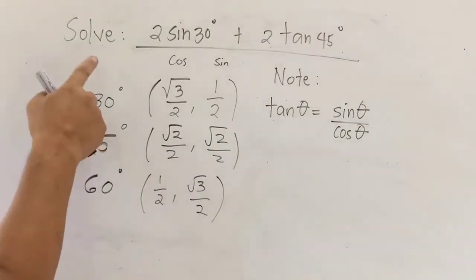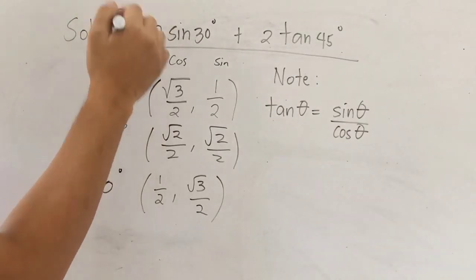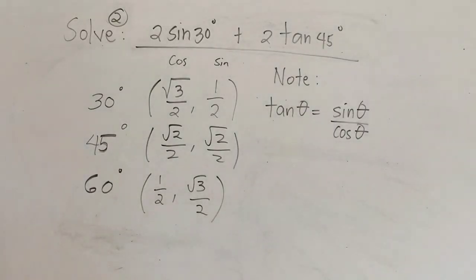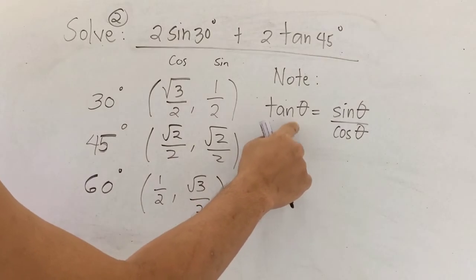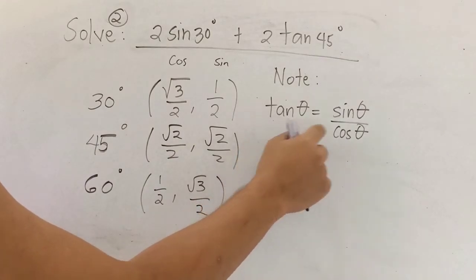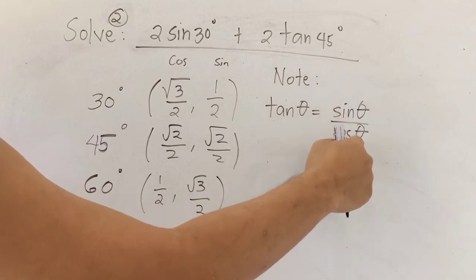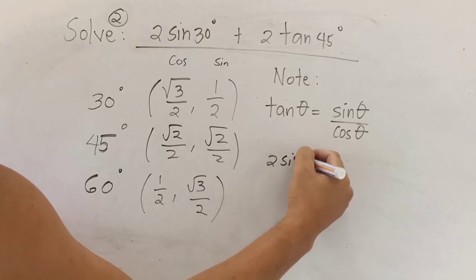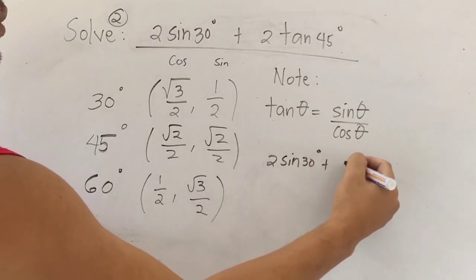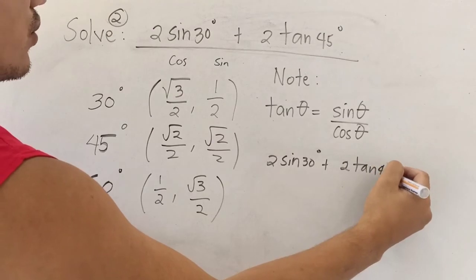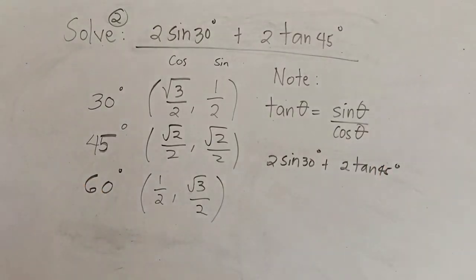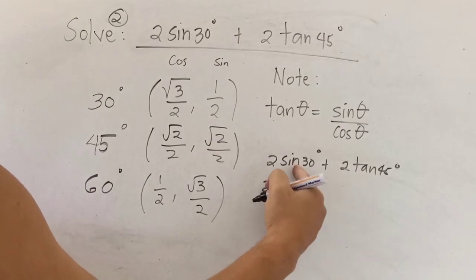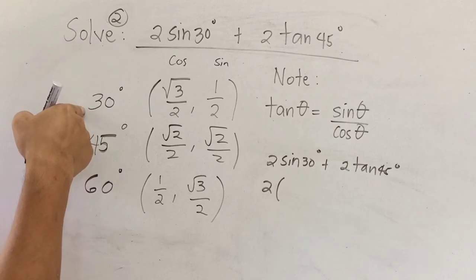Okay, how about given number 2? Number 2 example, 2 sine 30 degrees plus 2 tangent 45 degrees. Again, note, para makuha natin ang tangent, ay i-divide natin ang sine sa cosine. Now let's start with 2 sine 30 degrees plus 2 tangent 45 degrees. Ito yung ating given. Now let's start with substituting the values. 2 times, ano ba ang value ng sine 30 degrees? Ito yung 30 degrees natin.